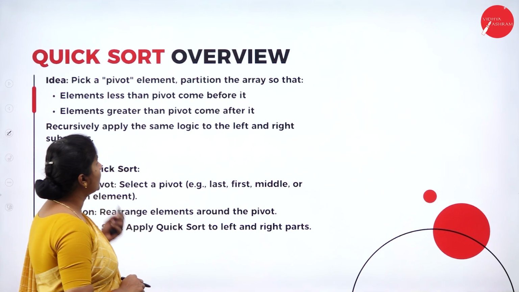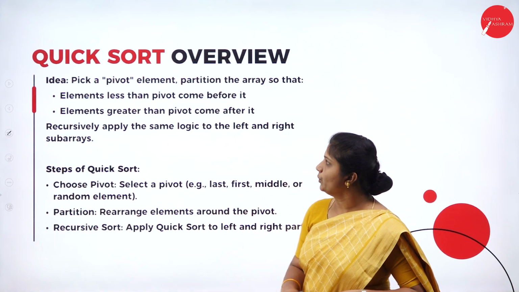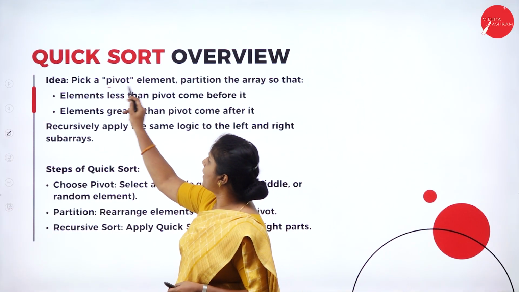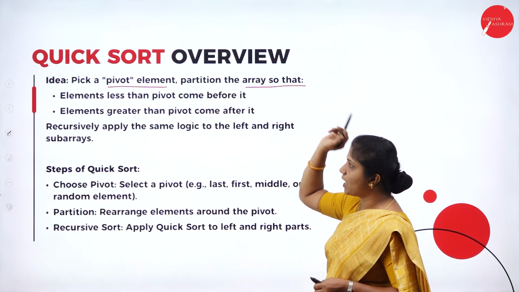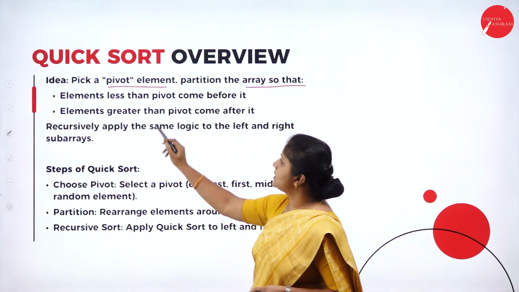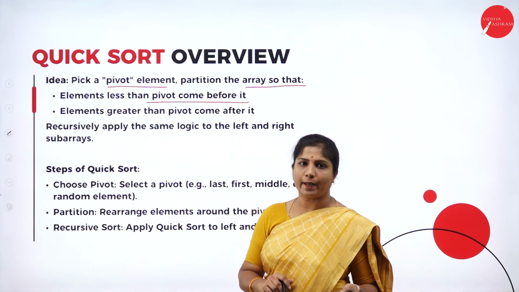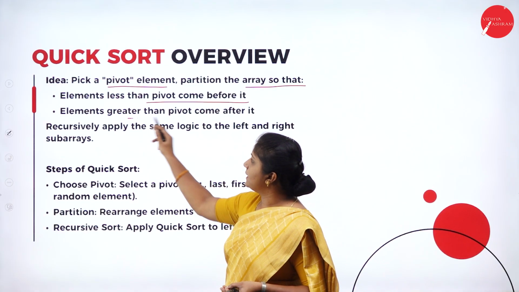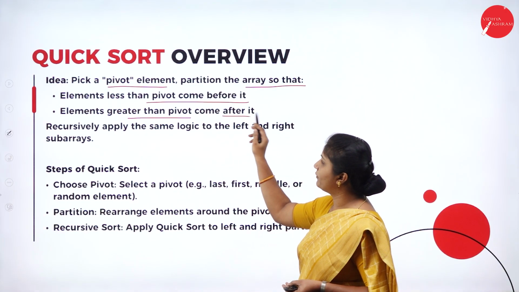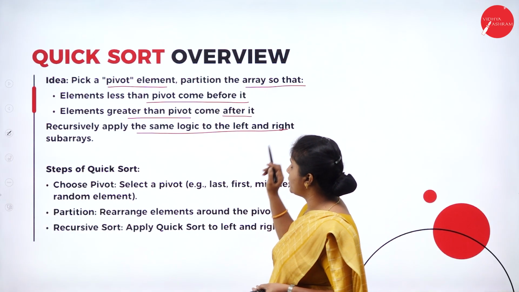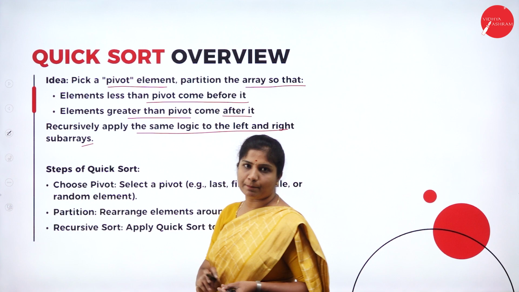So let us look into a quicksort overview, how the idea works on quicksort. First thing, pick a pivot element, then partition the array so that elements less than the pivot come before it. Okay, so if an element is greater than the pivot, then it comes after the pivot element. Next, recursively apply the same logic to the left and right subarrays.